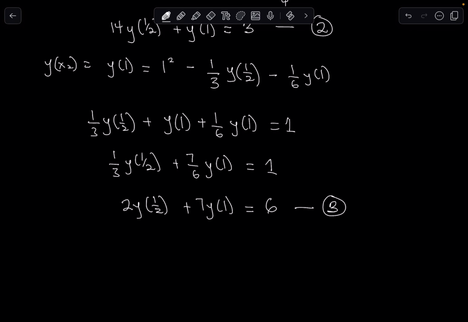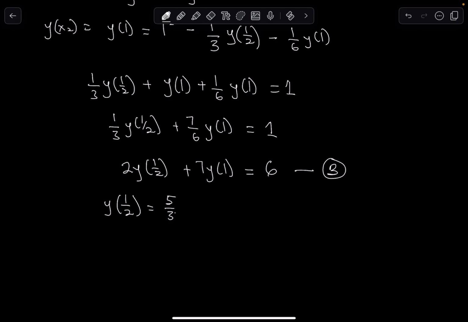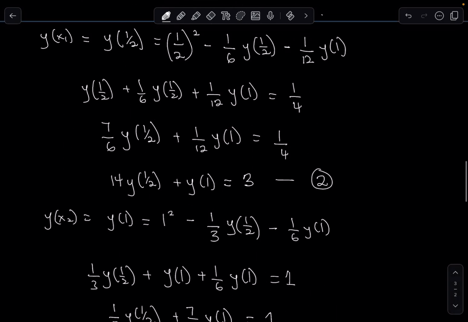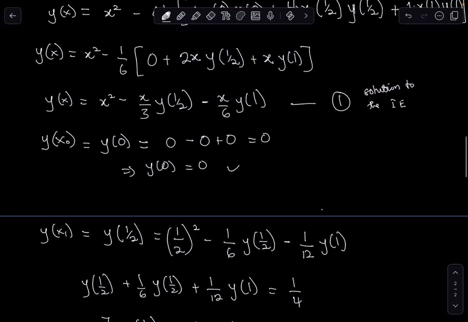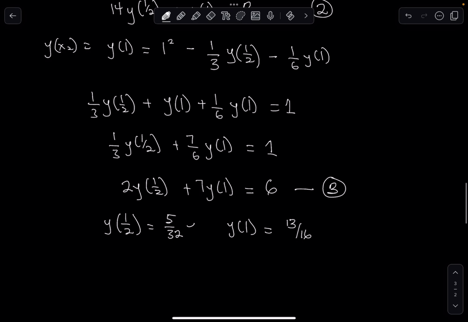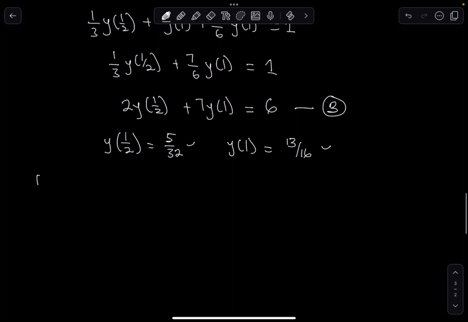Okay, so when I solve this, I'm getting y of 1 over 2 to be equal to 5 over 32. And I'm getting y of 1 to also be 13 over 16. Okay. So now that I have my y's, actually my y0 is 0. My y of 1 over 2 is 5 over 32. And y of 1 is 13 over 16. I'm going to plug them all back into equation 1.